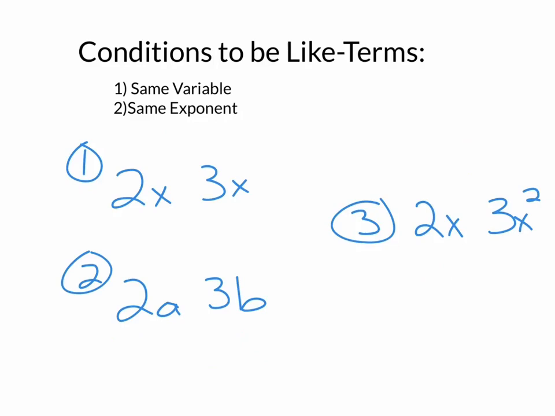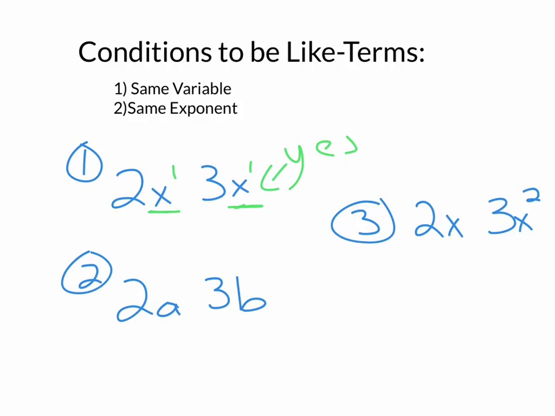Alright, so conditions to be like terms: you have to have the same variable and the same exponent. If they do not have the same variable and the same exponents, they are not like terms. Starting with number 1, we have 2x and 3x. They both are raised to the first power. They have the same variable, x, and the same exponent, so yes, they are like terms. If it's not raised to anything, it's understood to be to the first power.